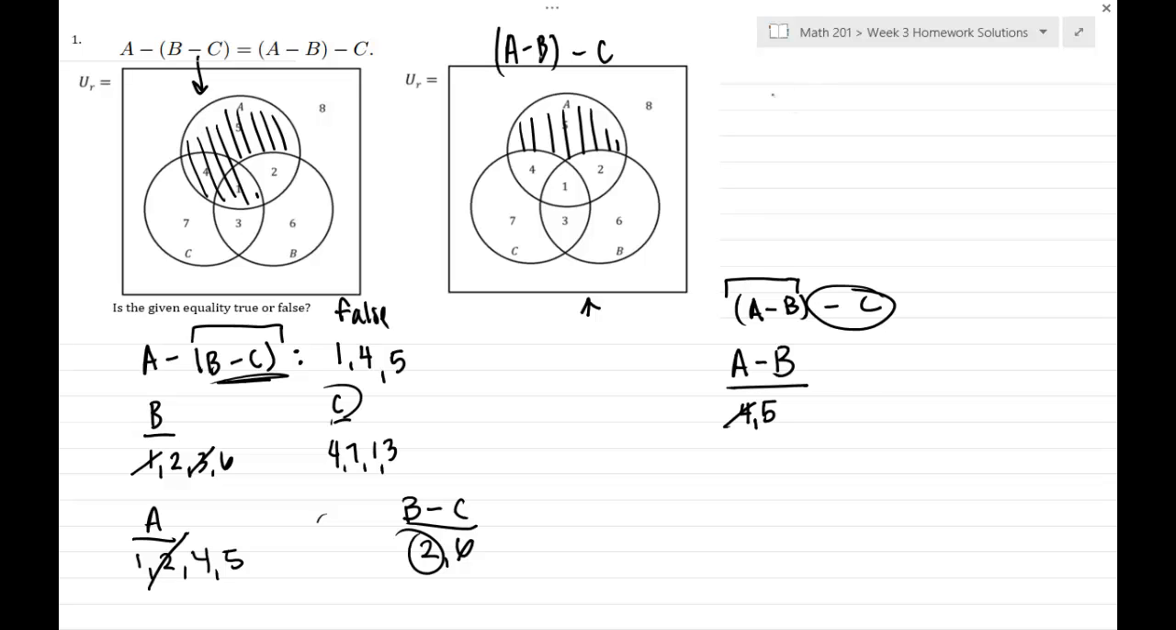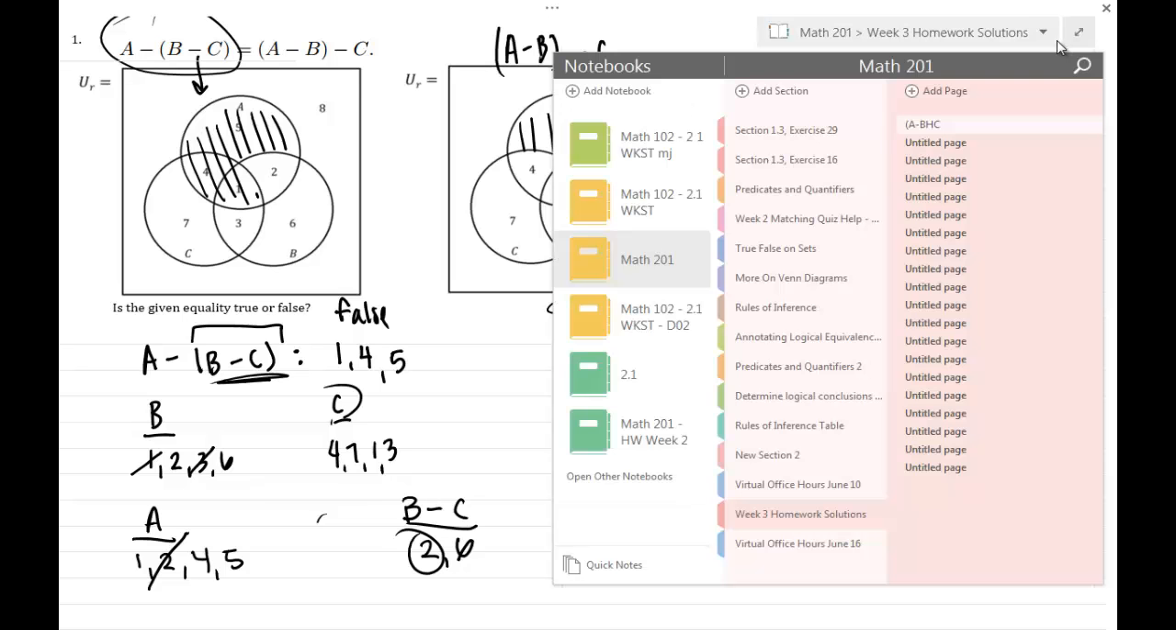I could say that (A minus B) minus C is a subset of A minus (B minus C), because the only thing shaded in (A minus B) minus C is 5, and that's contained in this first set, A minus (B minus C). So this is a subset. It could even be a proper subset because it's not equal, right? So we can call it a proper subset. All right, so let's do another one of these.